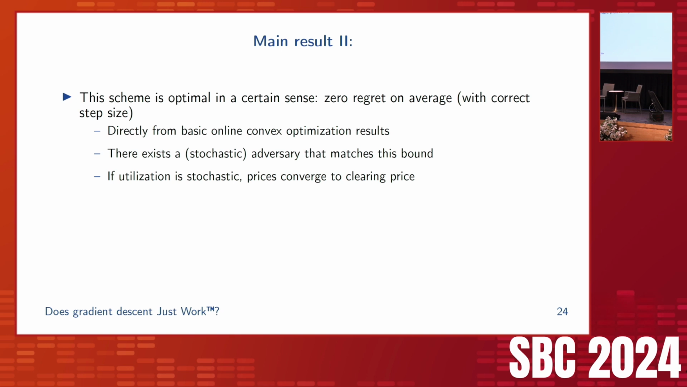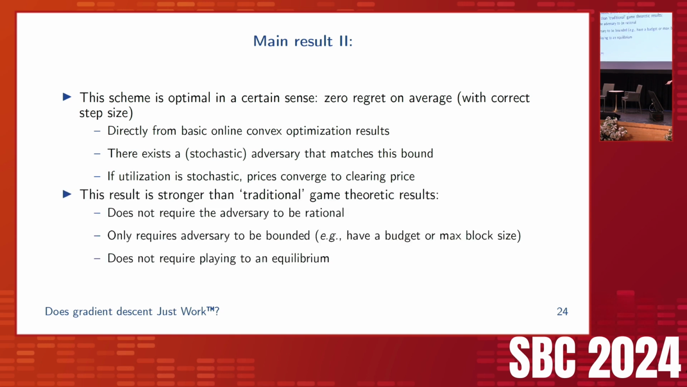better without additional assumptions. However, if you do have additional assumptions, for instance, that demand or transactions are drawn from some distribution, you will get all the nice things like converging to a clearing price and so on. Another thing is a lot of these online convex optimization results are stronger than the traditional game theoretic results in that they don't require things like playing to an equilibrium. They don't require a rational adversary. They only require an adversary to be bounded in a certain sense. And this could be either a bounded budget, or typically in these systems, we have some max block size.